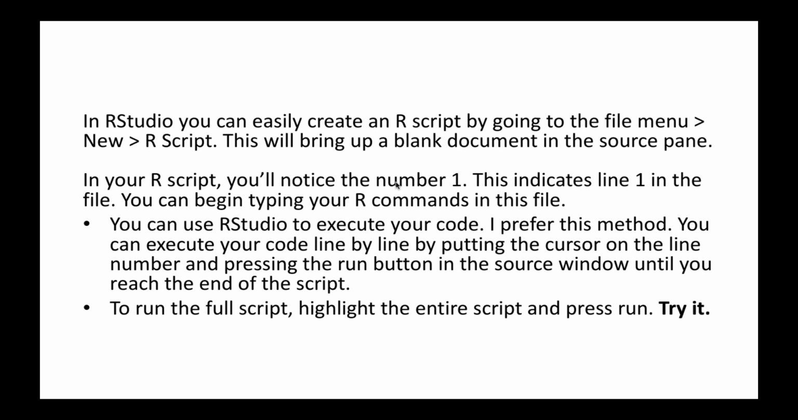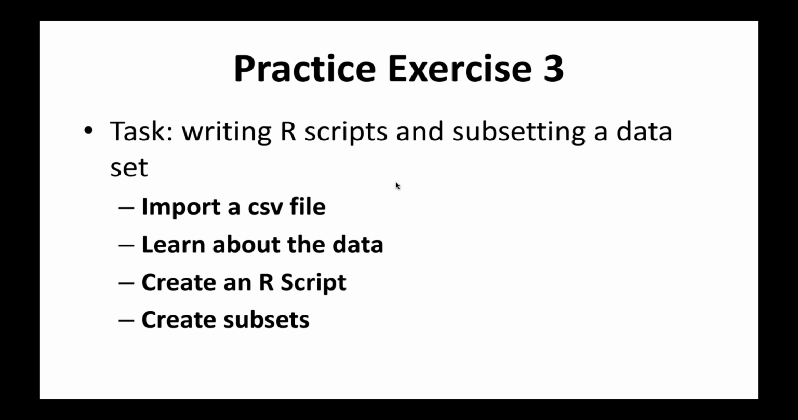So creating an R script, this is just a text way of telling you how to do it. I'll do a demo, of course. We're going to go to the file menu and say file, new R script. Brings up a blank document. You'll notice immediately the number 1, which references the line number. And then you can simply start writing code. It's not going to be executed until you highlight and then press the run button. There's a few other ways that we can run it as well, which I'll show you in the demo.